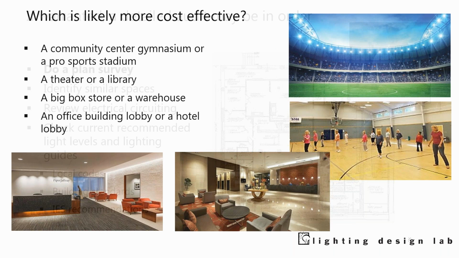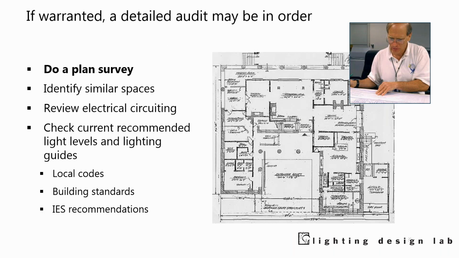So looking at similar spaces, like if you're doing a school, you probably don't need to go into every classroom because they're all pretty similar, except for maybe labs and some others. Then you would do the electrical circuiting, you might review that. And then you might check on recommended light levels and some lighting guidelines. For instance, if there's local codes or standards, and then what are the industry recommendations for these kinds of spaces in terms of light level.